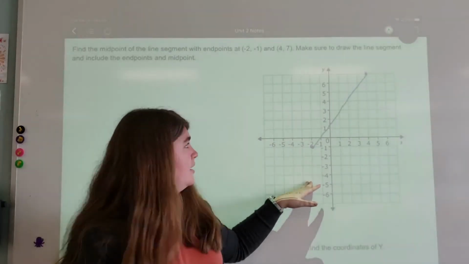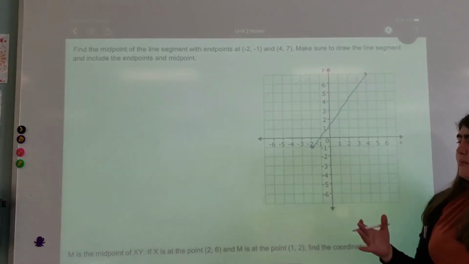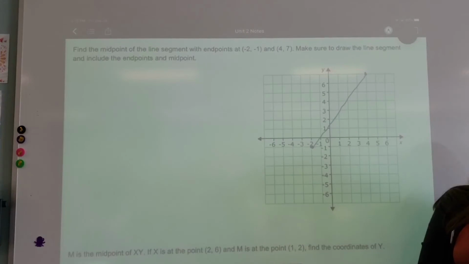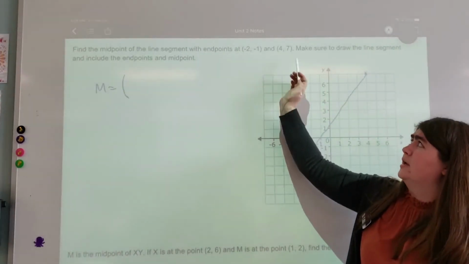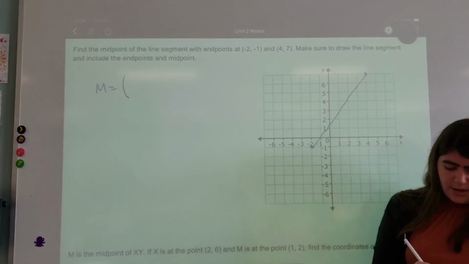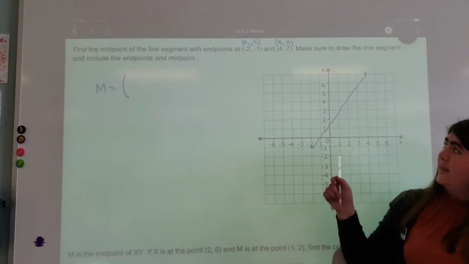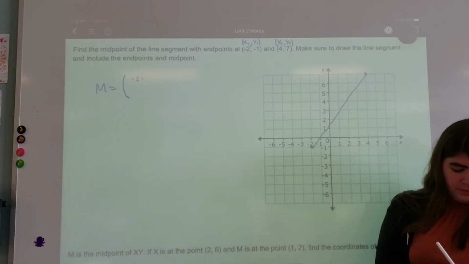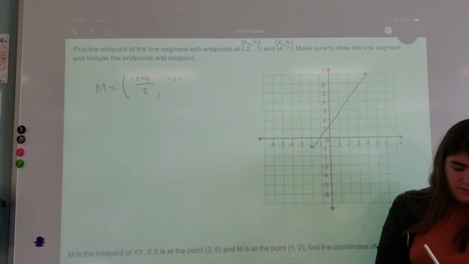Now you could go ahead and try to find it on there, but this one doesn't look like it's as easy to work with, so I want to use my midpoint formula anyway. So I have M is equal to my x1 plus x2, and it doesn't really matter which one you determine to be (x1, y1) and (x2, y2), as long as you pick one and you stick with it for the whole problem. So I'm just going to go ahead and start with the first one because it came first, but again, you could switch them up if you wanted to. And then my (x2, y2) will be the second point. So I have -2 plus 4 divided by 2, and I have -1 plus 7 divided by 2.